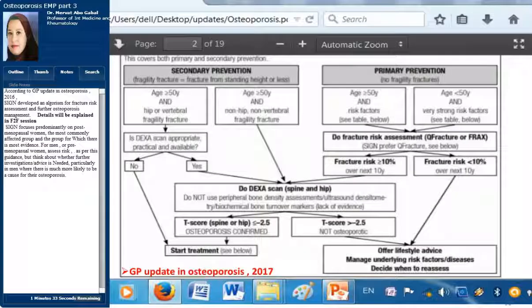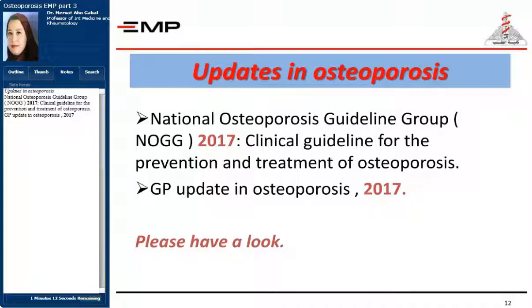According to the GB update in osteoporosis 2016, SIGN developed an algorithm for fracture risk assessment and further osteoporosis management. SIGN focuses predominantly on postmenopausal women, the most commonly affected group and the group for which there is most evidence. These are updates in osteoporosis.